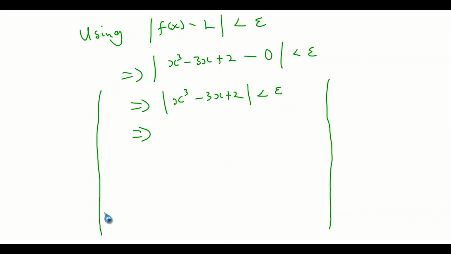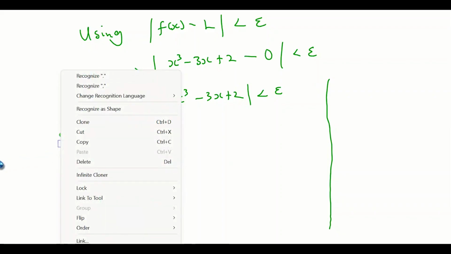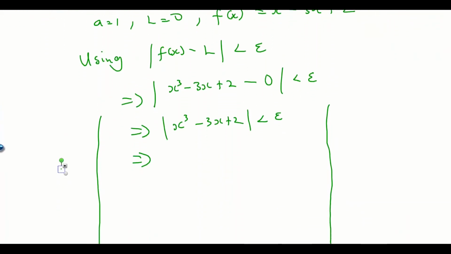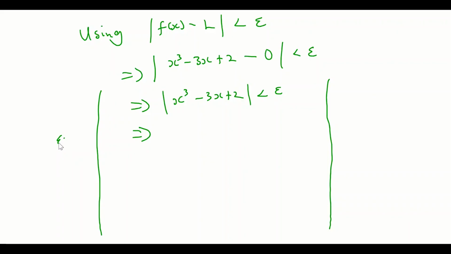Since this approaches 1, that means we can say that x minus 1 is a factor. So we can use long division here. So x minus 1, then put x to the power of 3 minus 3x plus 2. So x to the power of 3 divided by x will give you x squared.